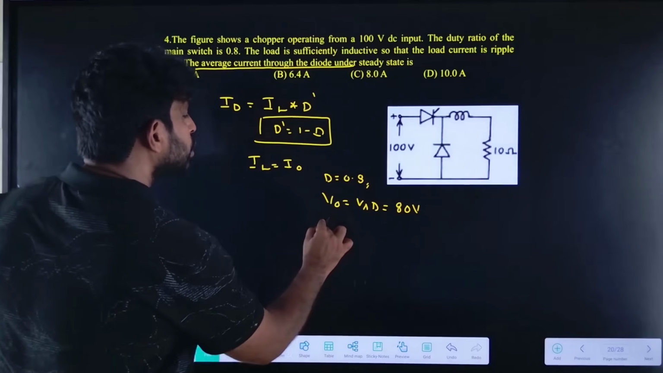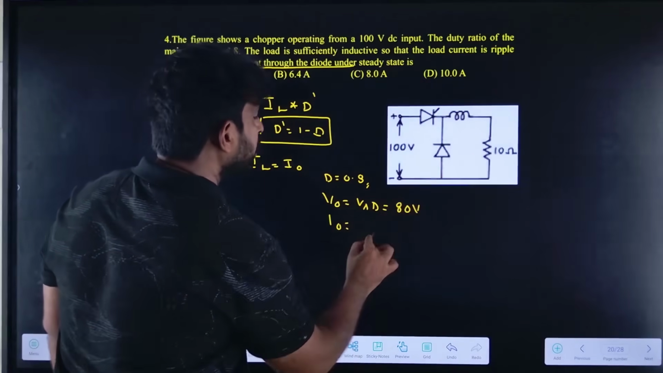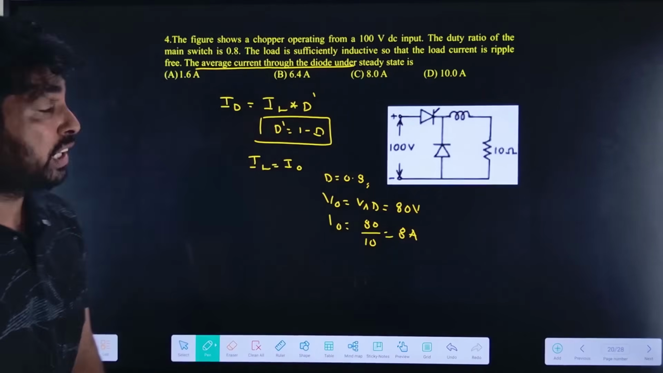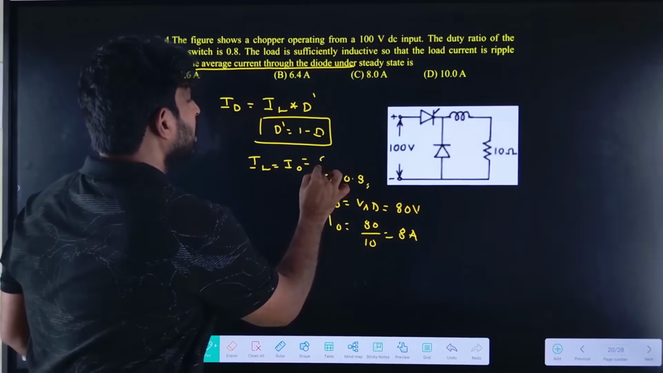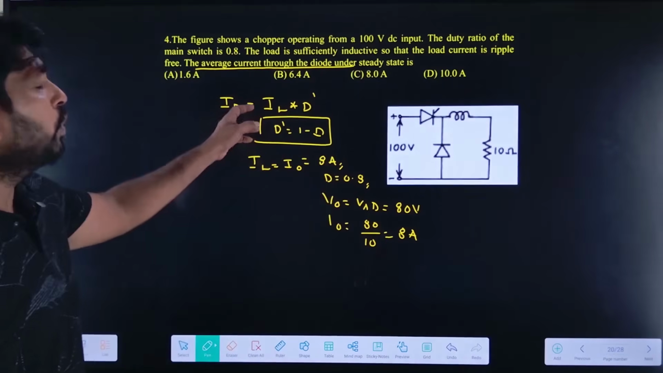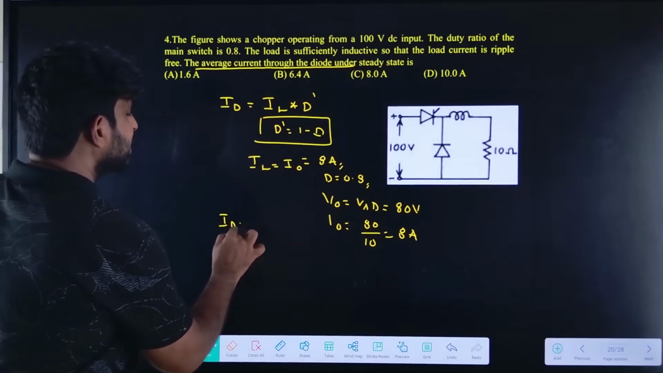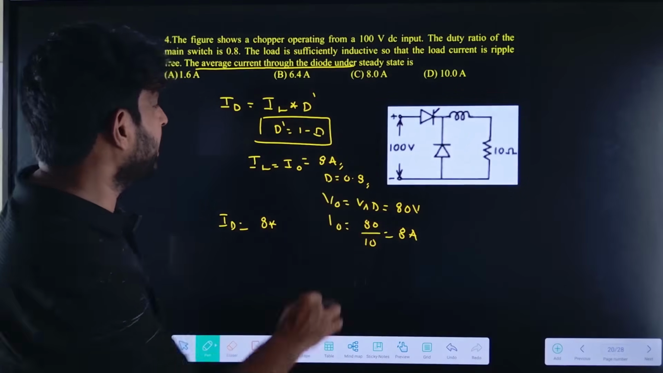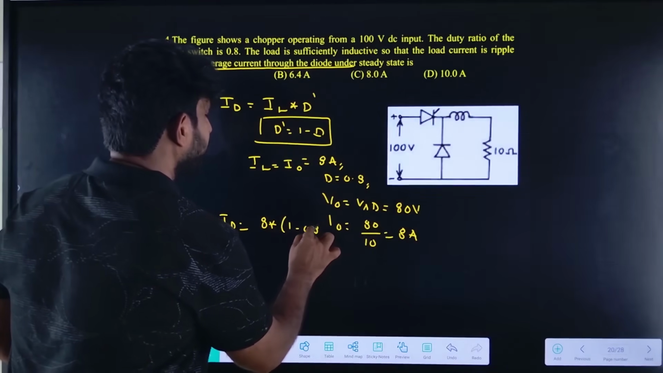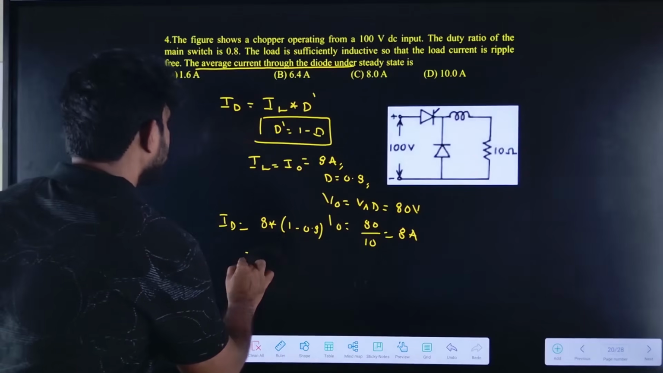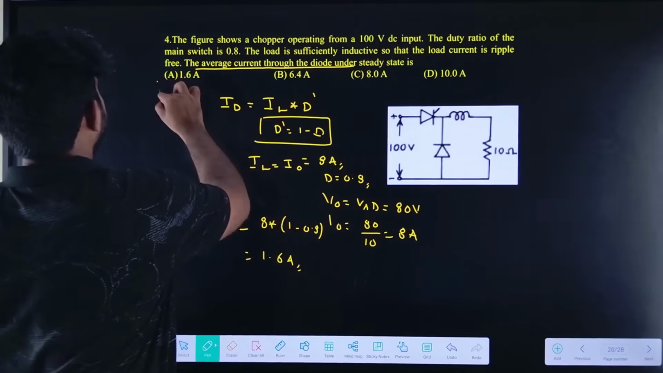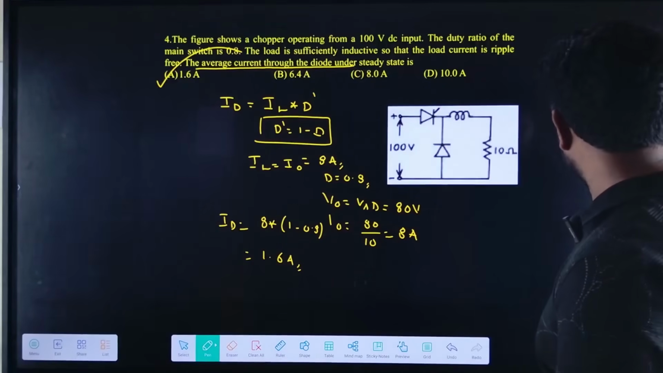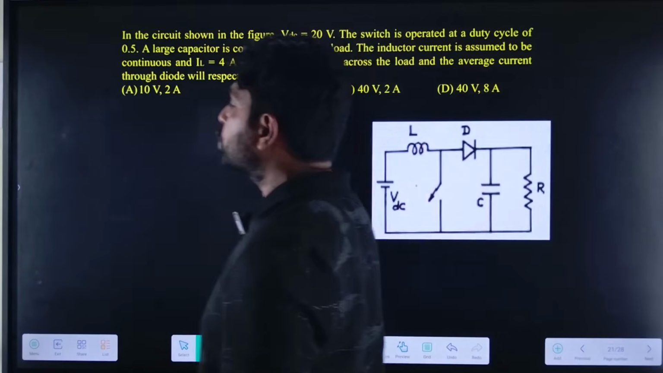So what is the I naught? I naught equals V naught by R. So 80 by 10, which is equal to 8 amperes. Now we got the I naught, so now you can find the ID average value. ID average is equal to 8 into 1 minus D. What is the D value? 0.8. 1 minus D is 1 minus 0.8, which is 0.2, so it is equal to 1.6 amperes. So now let us solve the next question.